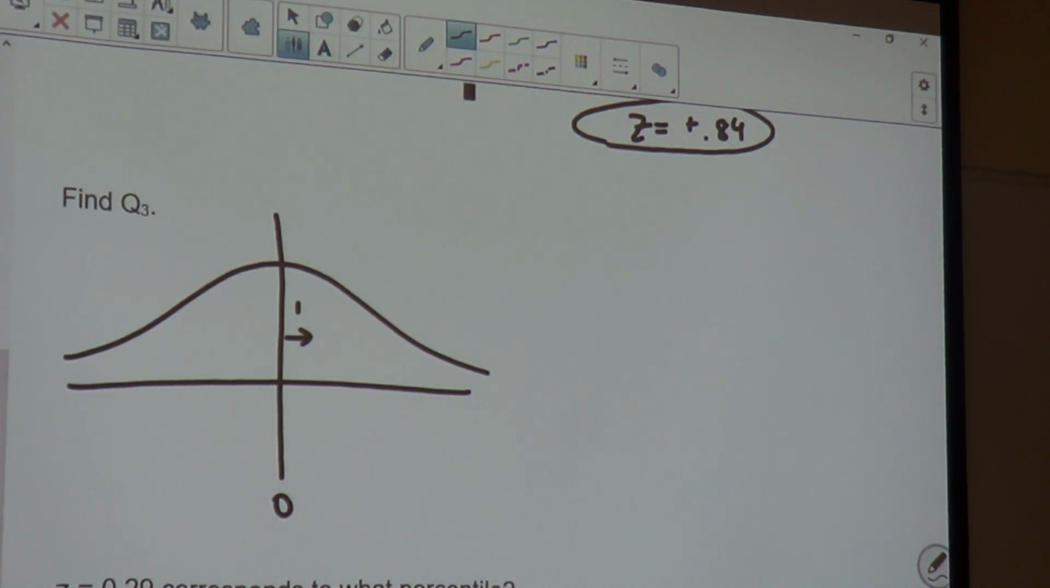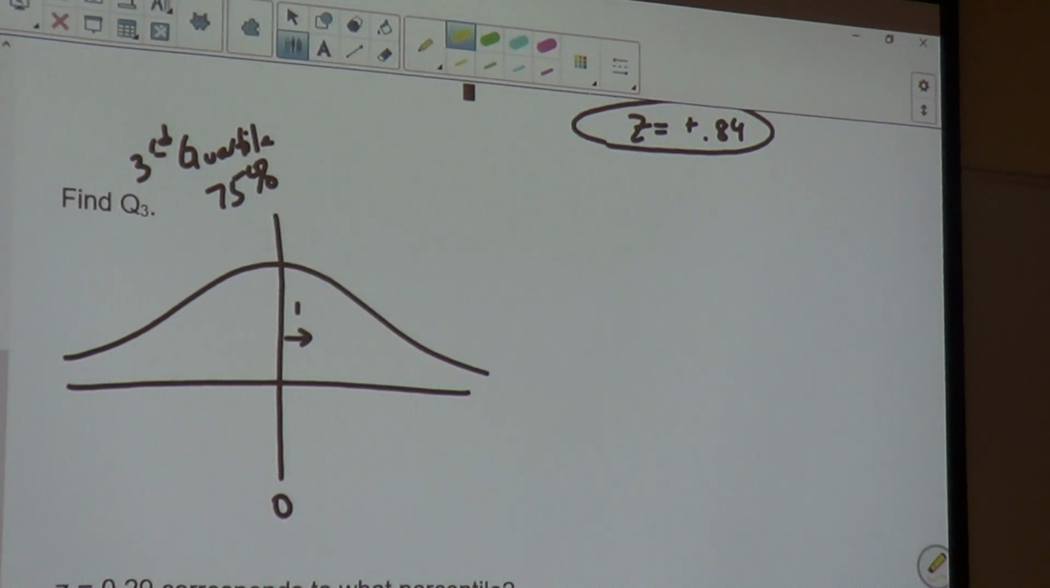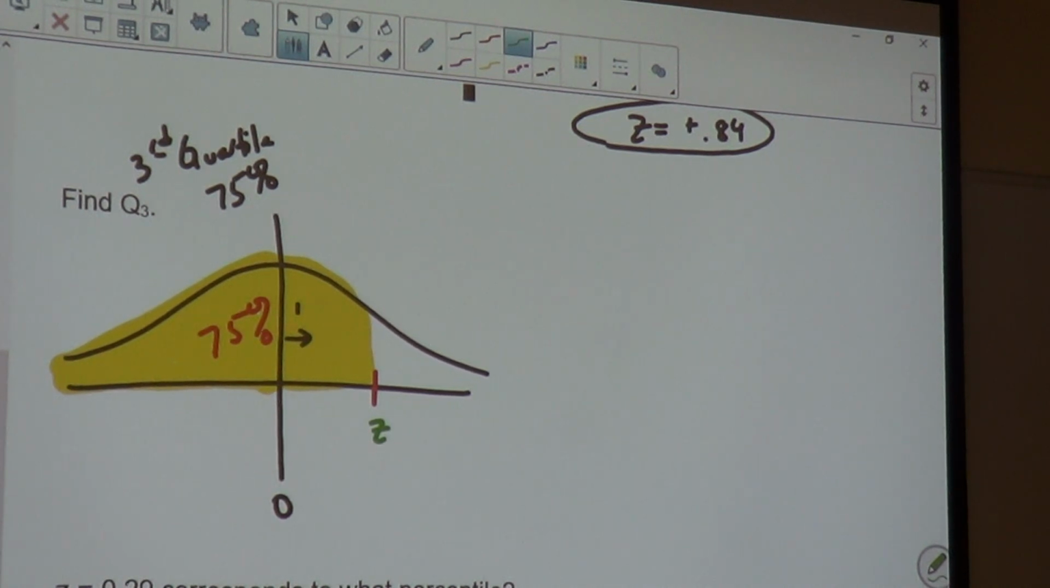75%. That means the third quartile, which represents what percent? 75%, because when we did the box and whisker, each one represented 25%. So I need to shade 75% of this. What does that represent? Half, or 50%, and then I'm going to go a little bit more. So that would be 75%, and we're going to find Z. How do you know that? Exactly.